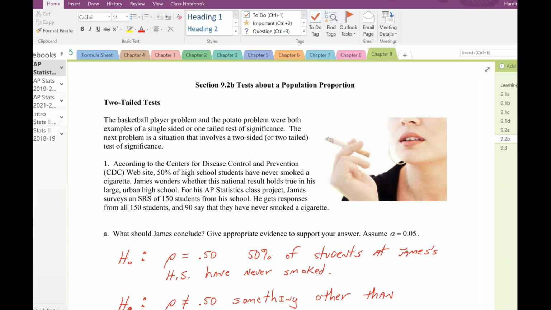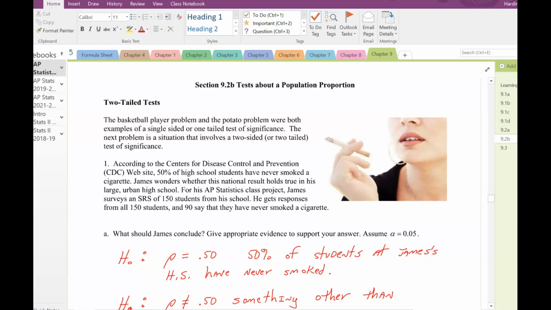In your previous activity, you talked about doing a one-tailed test. You covered a basketball player and the potato problem. Today we're going to take a look at how to perform a two-tailed test and then how a confidence interval compares when drawing conclusions about a two-tailed test.